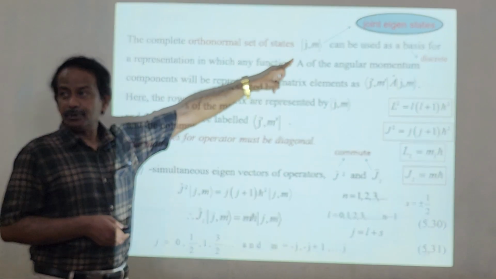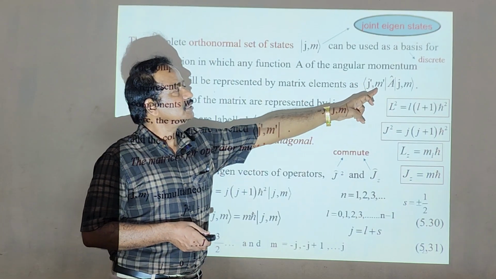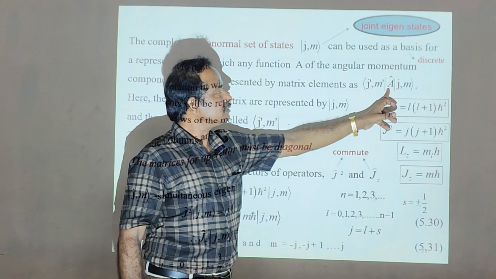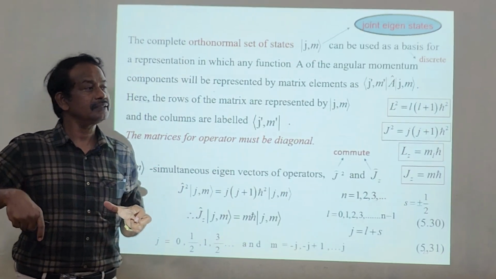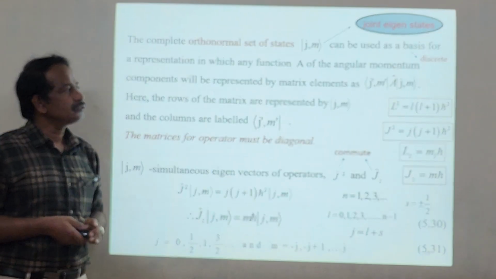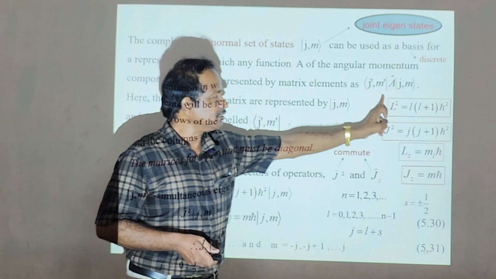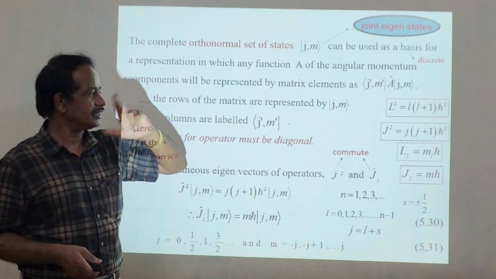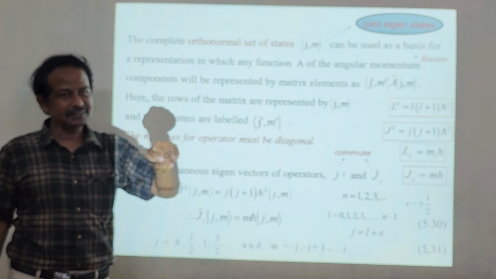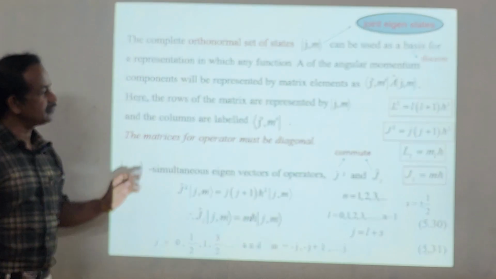Suppose we want to find out the matrix elements. The representation matrix elements are given by this expression, correct? So A is sandwiched between ket jm and bra j dash m dash. This is your matrix element. Our aim is to find out the eigenvalues and the matrix elements. Instead of A, you substitute J square, J z, J plus, J minus. That's all. We are going to get the matrices now.